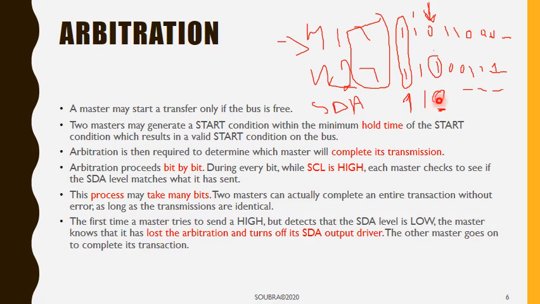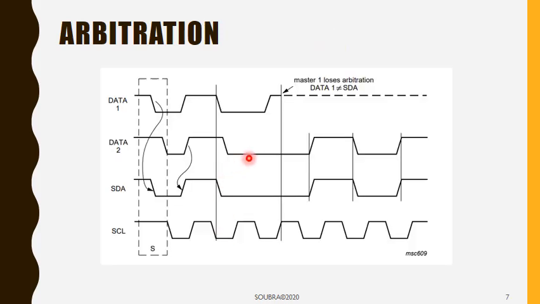Fair enough? However, when a master sees that it has lost the arbitration, it has to stop transmitting by means of turning off the driver, the transmission driver. Fair enough? And the master who won is the master that will complete the transaction. So let's see an example here, and this is exactly what I told you before.